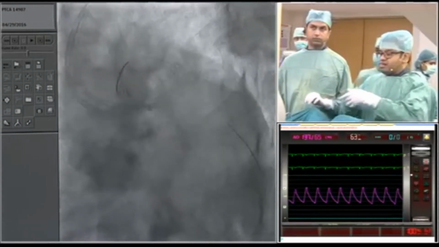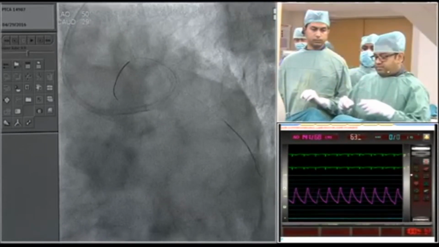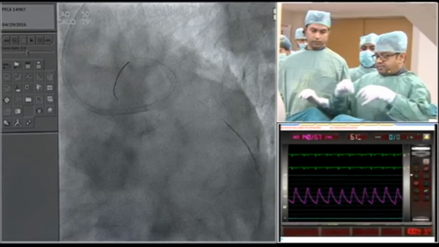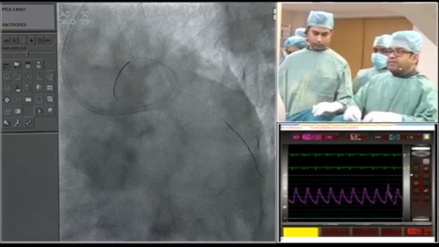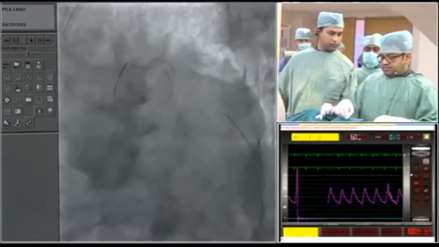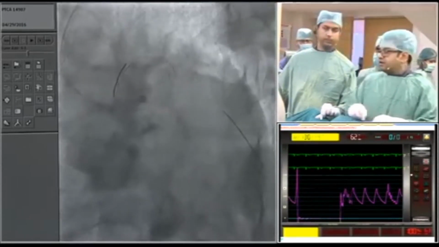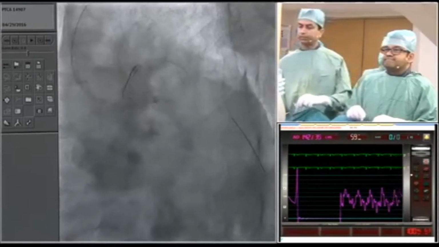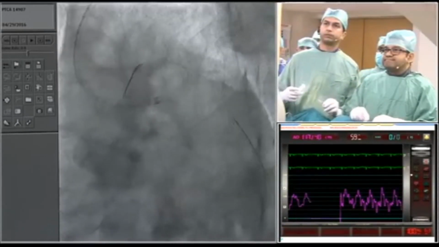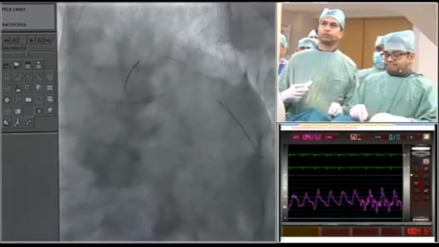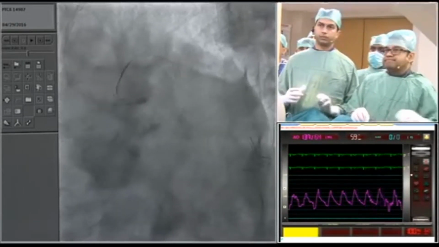If you want to open the cell, you have to use a standard balloon, 3.5. Don't use a small balloon. Yeah, but if you use a standard balloon, you deform the strut, you have to do a kissing, and after kissing, the POT. What we are doing now is the strategy: when you want to open the secondary branch, we are finishing with a POT. In some circumstances, we are not doing a kissing.